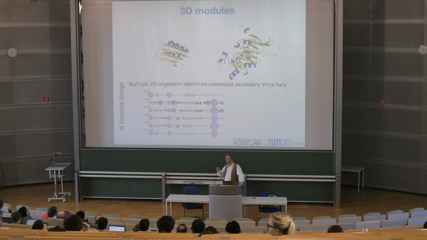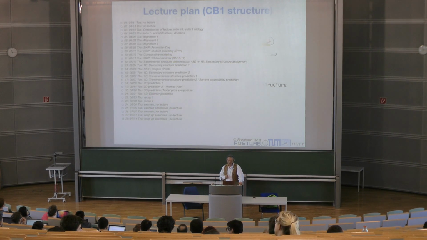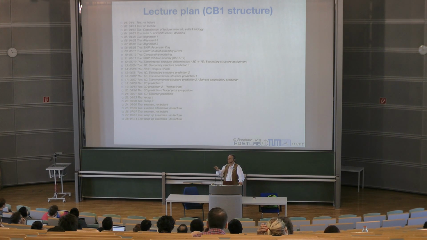There are 3D modules, domains is the word I use, that are repeated. Those are important units that we need to compare proteins and that we in fact try to predict from sequence. Okay, we get to next Tuesday where we compare proteins from the sequence, and this process is called alignment, and I'm ready for questions.